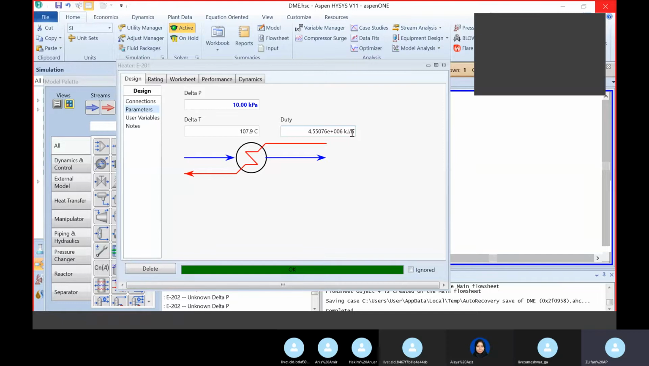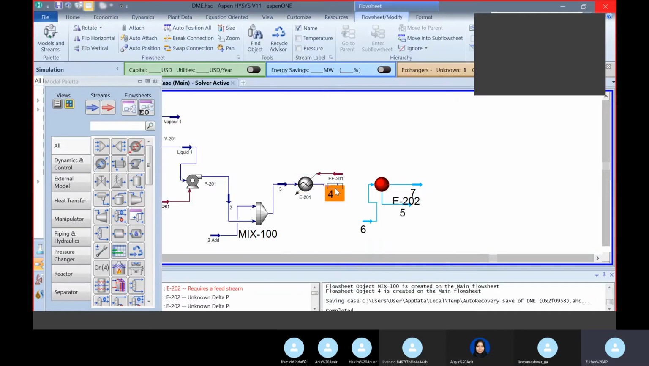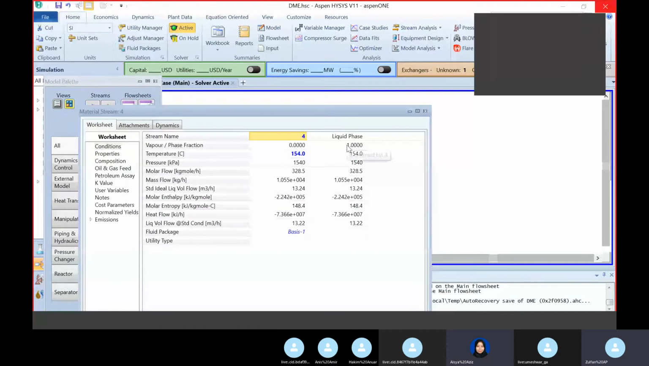Okay, so go back to the worksheet. We see what the phase of the stream is. It's still liquid. What is the fluid package that we use? Basis 1. Okay. Fine.